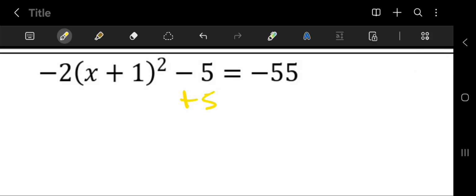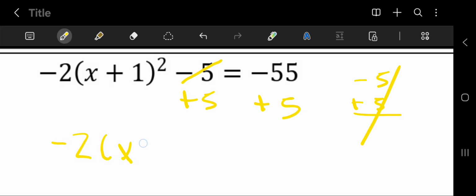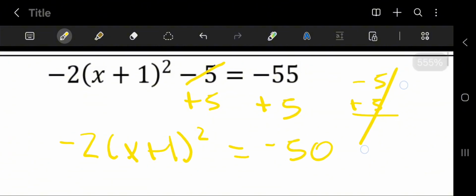Right? The reason we're going to add 5 is because by adding 5, we can take out this negative 5, right? Negative 5 plus 5, these two cancel out, okay? So, before we can move on, you have to remember that whatever you do to one side, you have to do to the other. So, we also have to add 5 to the other side. And what I mean by other side is what is on the other side of the equal sign. So, then we are going to have negative 2 times (x plus 1) squared is equal to negative 50.